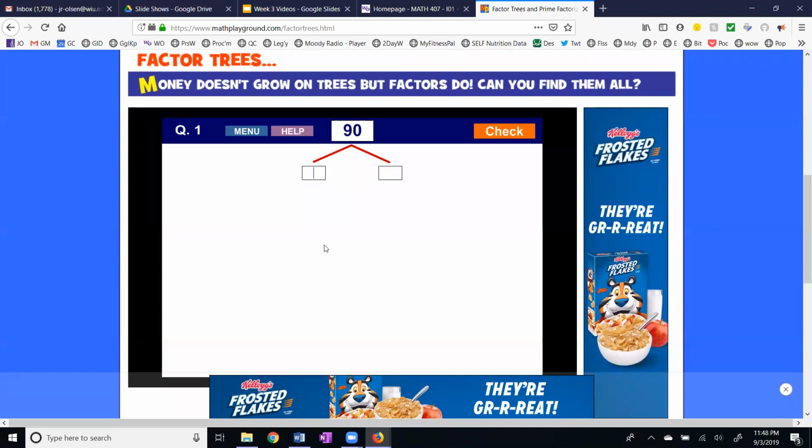So let's just see here. Yeah, 90. So when you're setting this up, you do not have to always use prime numbers. Ultimately, you need to use prime numbers.